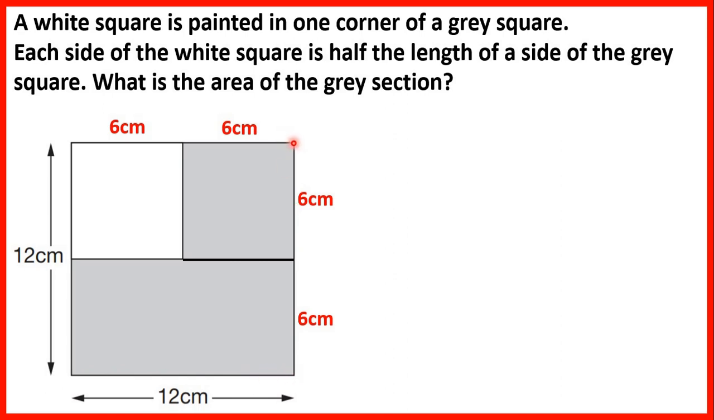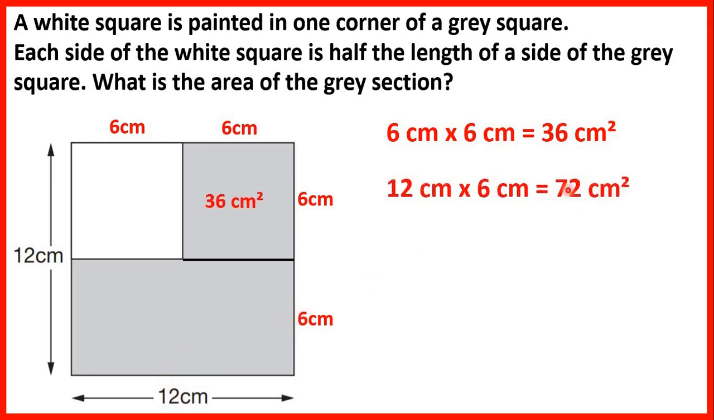And the same here, we have 6 and 6 to get a total length of 12. So now we can find the area of this part here by multiplying 6 by 6. So that's 36. And now to find the area of this rectangle, we can multiply the length by the width, and 12 times 6 is 72. So the area of this square is 36, and the area of this rectangle is 72 centimetres squared.